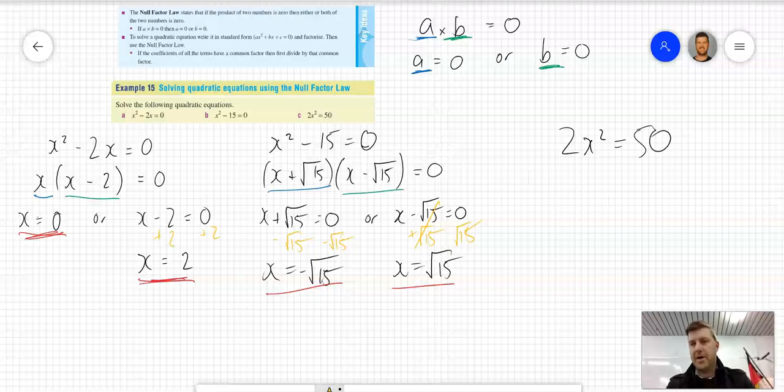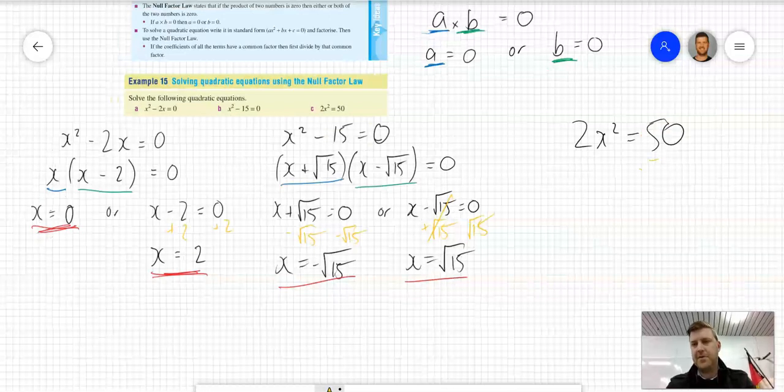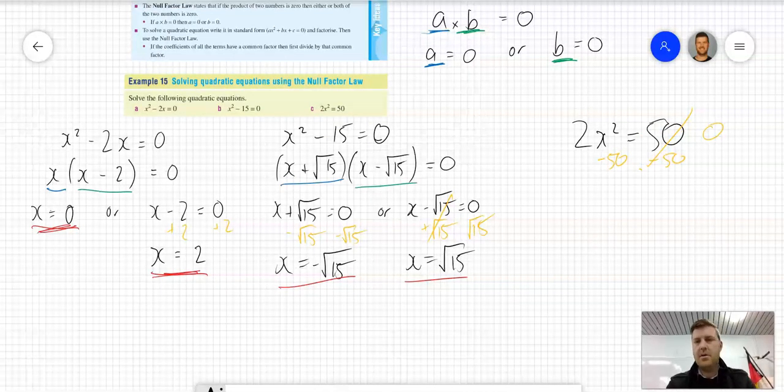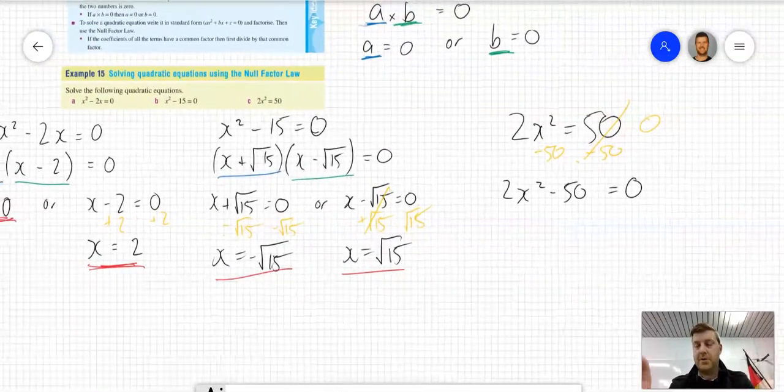So to get the right hand side of my equation here equal to 0, I need to take away 50. But if I do that to the right hand side, I need to do it to the left hand side too. And I've now got 2x squared take 50 is equal to 0. Now I can factorize and solve using the null factor law.